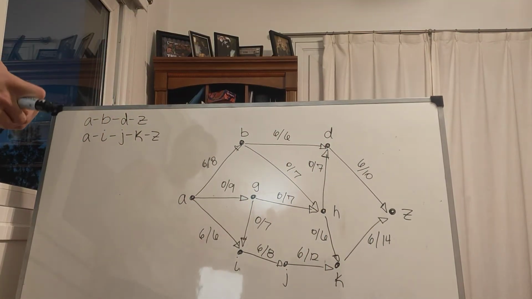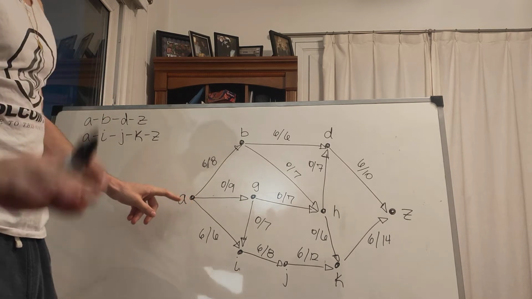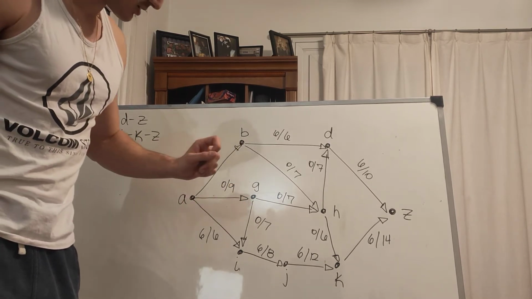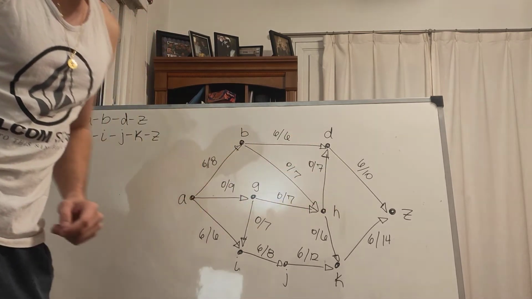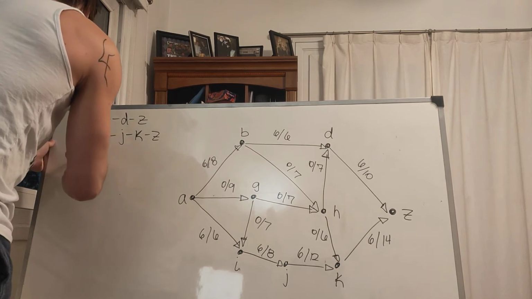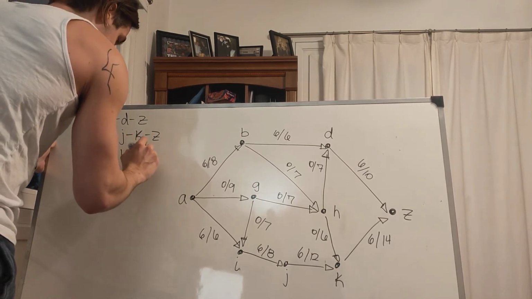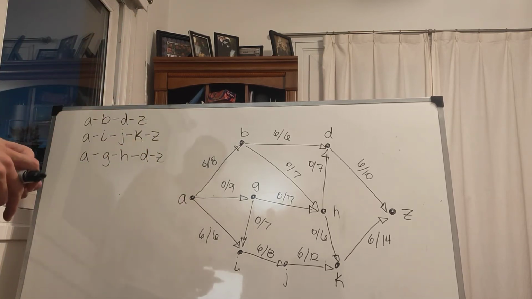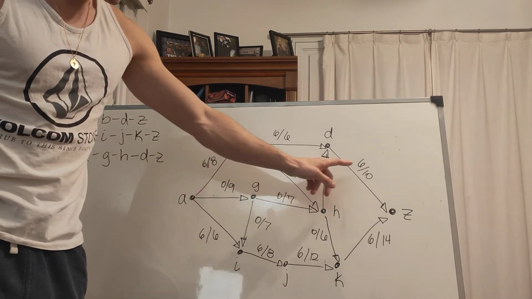Okay, next step, pick another path. I'm picking at random, by the way, completely random. A, G, H, D, and Z. That's what we're going to go with. Just like all the other times, we're going to find our bottleneck. That is 9, 7, 7.